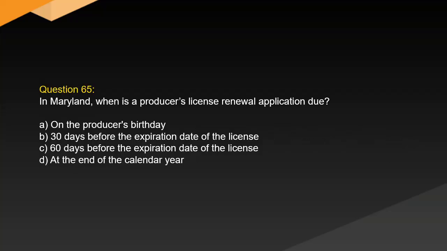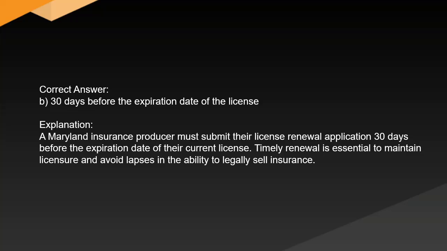Question 65. In Maryland, when is a producer's license renewal application due? A. On the producer's birthday. B. 30 days before the expiration date of the license. C. 60 days before the expiration date of the license. D. At the end of the calendar year. Correct answer: B. 30 days before the expiration date of the license.